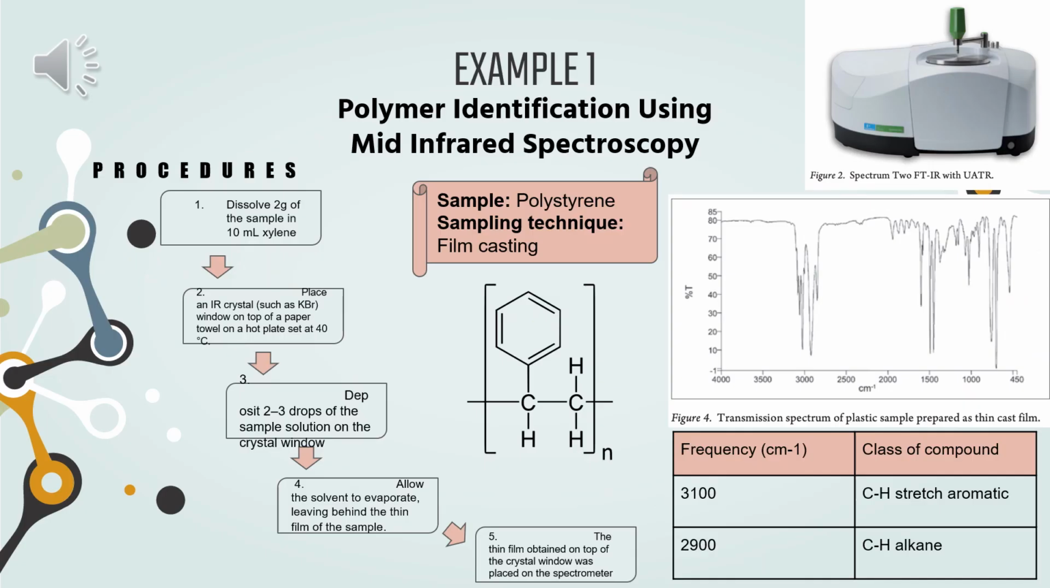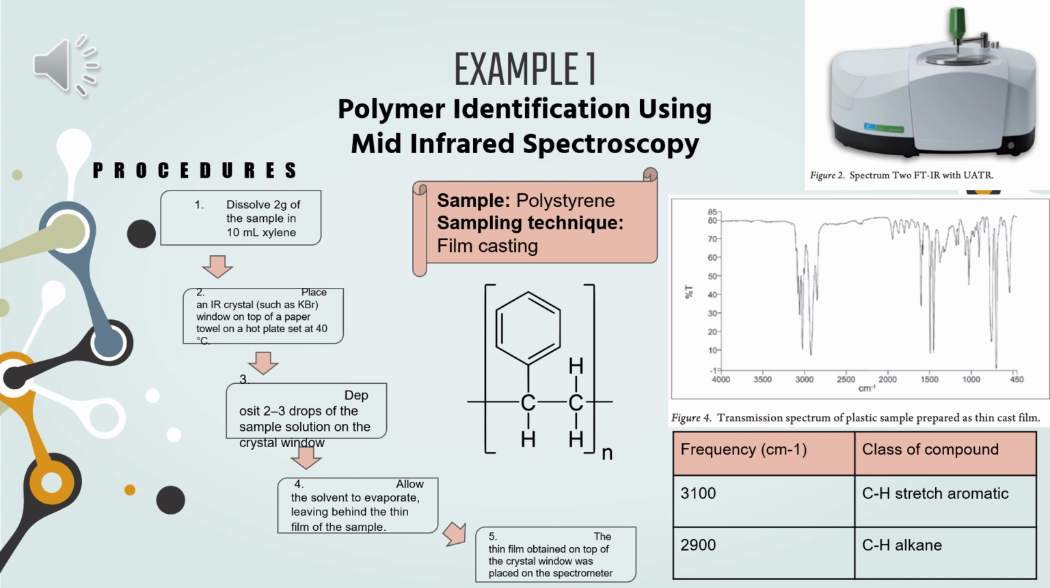First example is going to be polymer identification using mid-infrared spectroscopy. For this example, the spectrometer used is from Perkin-Elmer, called the Spectrum2 FT-IR spectrometer, as shown in the top right corner of this slide. The sample chosen is polystyrene, and the sampling technique used is film casting. The middle of this slide shows the structure of the polystyrene repeating unit.